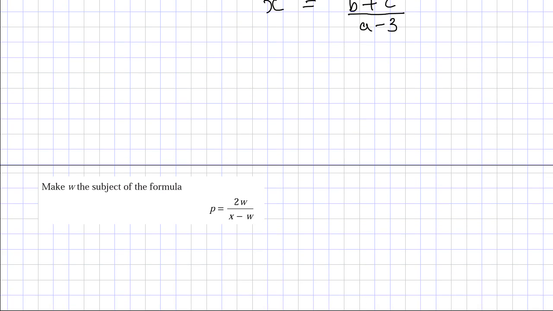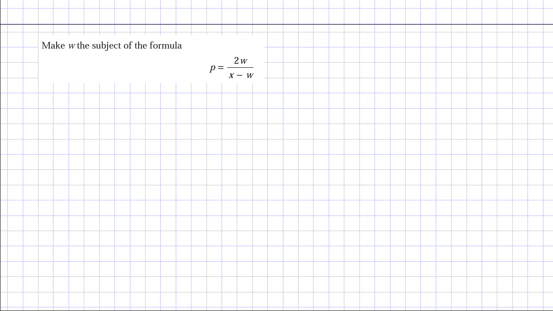Now in this next question, we have fractions, and I'm asked to make w the subject of the formula. w appears in both the numerator and the denominator of this fraction. So the first thing I should do is, I don't want the fraction, so I'm going to multiply through by x minus w. So I'm going to write p times x minus w, and that's going to be equal to 2w. Now I'm going to multiply out these brackets. I'm going to have px minus pw is equal to 2w.